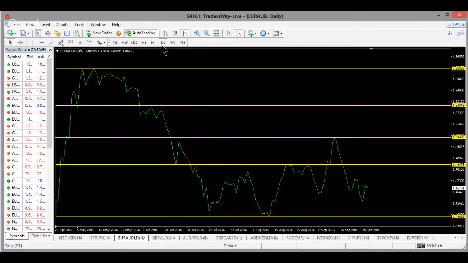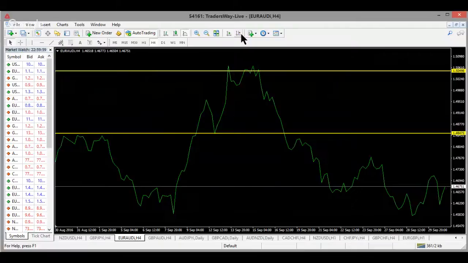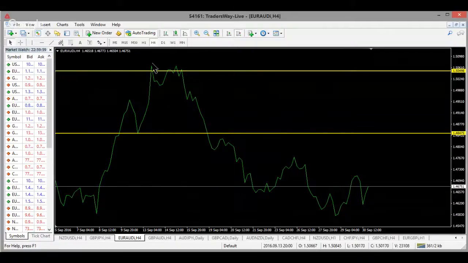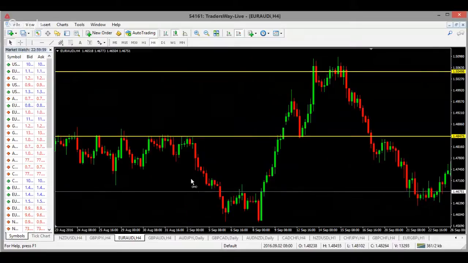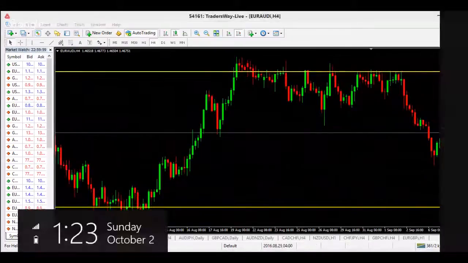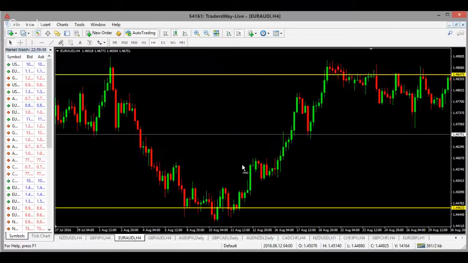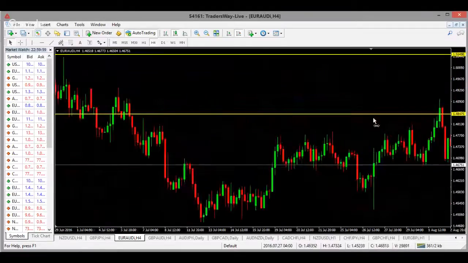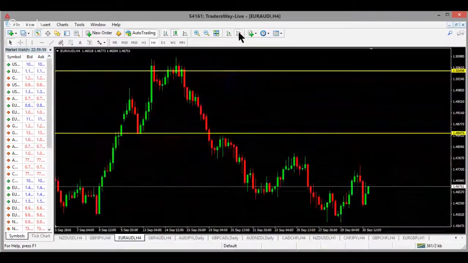Now look what happens when I move down to a smaller time frame, let's say the 4-hour, and I switch over to candlesticks. It bounces off these zones, and you can literally just trade off these zones. See how clean that looks? Boom.